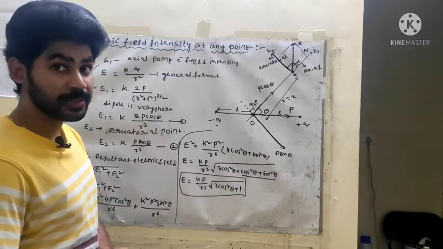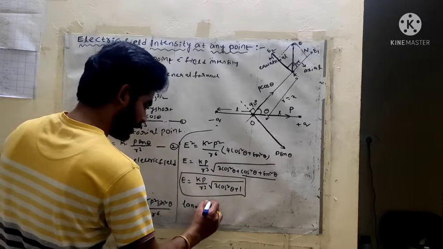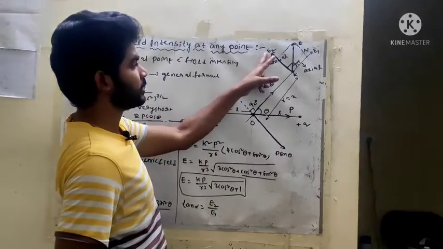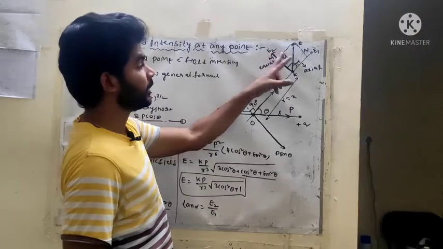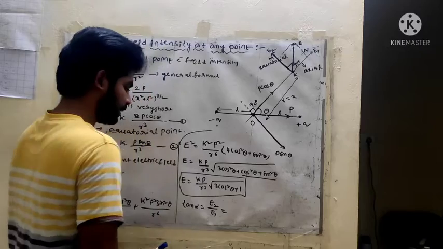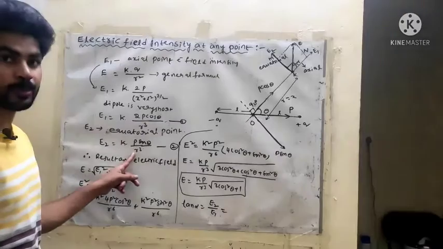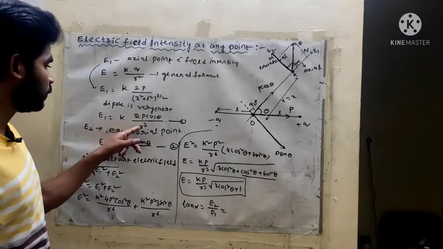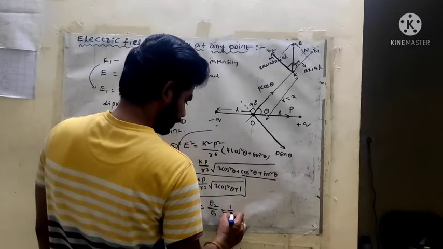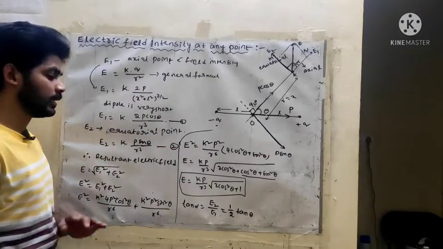The resultant direction also we can calculate. So how can we calculate the resultant direction? Tan alpha is equal to E2 by E1, that is opposite side by adjacent side. E2 is kp sin theta by r cube, and E1 is kp cos theta by r cube. The kp by r cube cancels, and sin theta by cos theta is tan theta. So what remains is half tan theta, simply E2 by E1.